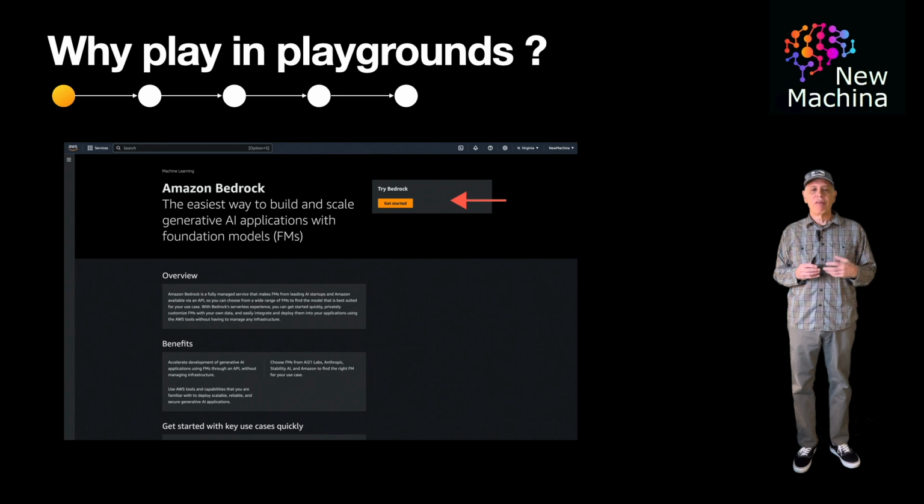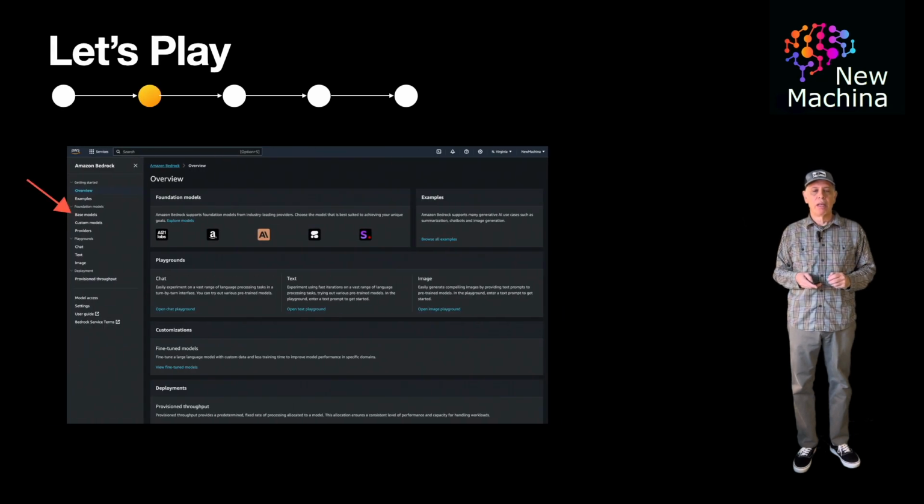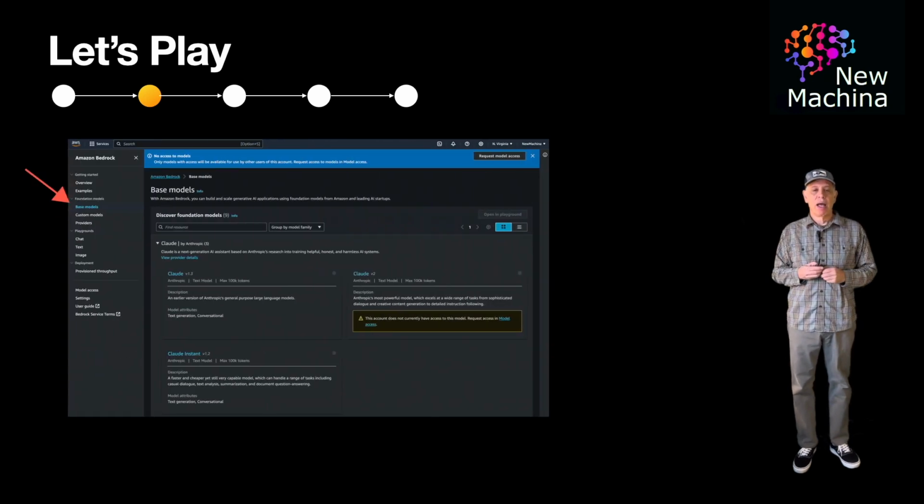So navigate to AWS Bedrock in the AWS console, and when you get to the home page, click the Try Bedrock button. Now you'll get to the overview page, and one of the things we'll do here is we'll click Base Models. Here you'll see all the models available for you. You can read about each one, you can scroll down the page, and all 6 are listed.